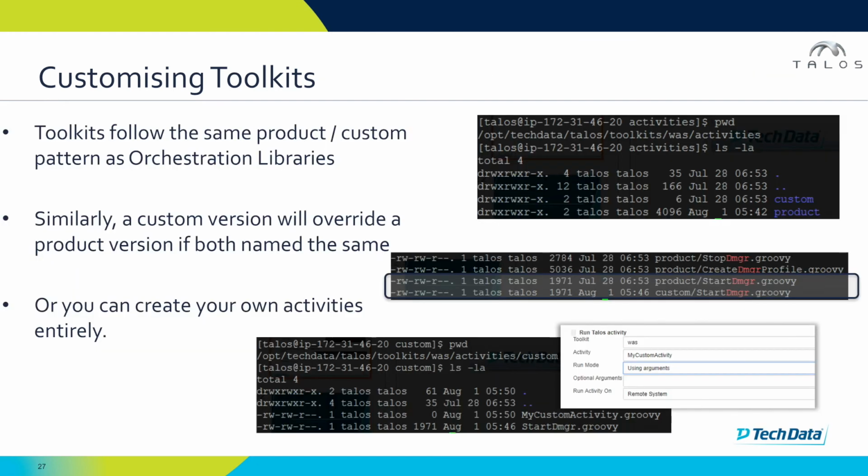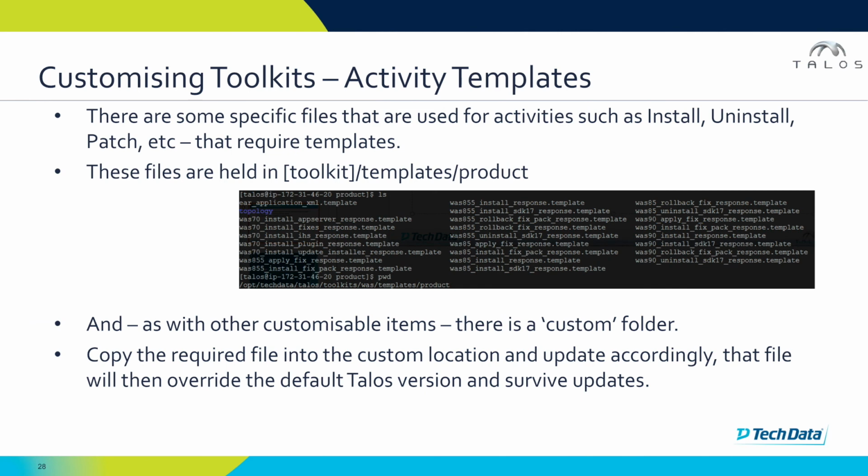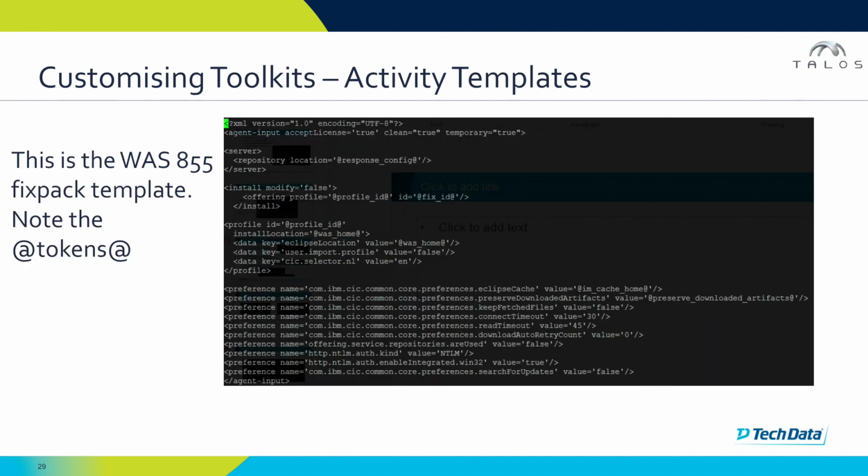So toolkits follow the same pattern as orchestration libraries in offering you a product location and a custom location. The product location is where tech data have developed the ideal set of scripts as far as we're concerned. But custom is a place where you can augment your own or create your own from scratch. So those files are held in the toolkit location slash template slash product. And as with any other items, there is a custom folder where you could insert your own and overwrite the product ones.